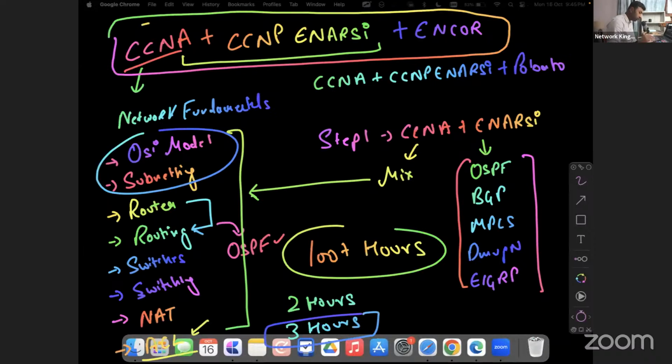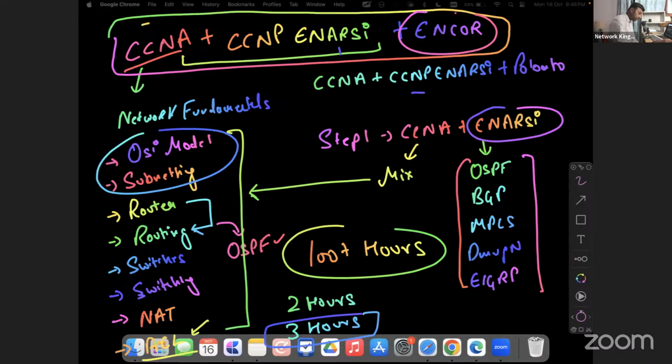Okay, so now we got to know that whether you go for CCNA and ENCOR or ENARSI, it does not matter. At the end of the day, you have to clear both exams. Once you clear both ENARSI plus ENCOR, then you can become CCNP certified as well. So don't worry about whether you should go for ENCOR or ENARSI. You are in the right place. Whether you learn ENARSI or ENCOR, it does not matter.